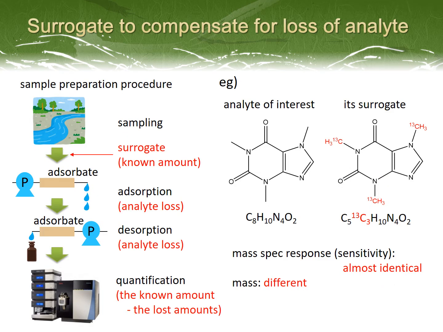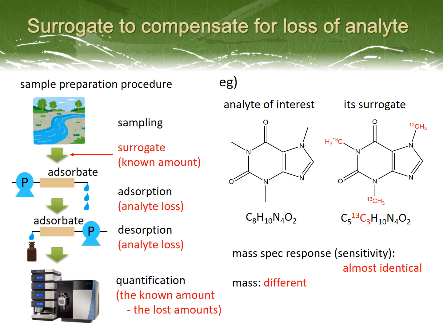During sample preparation, like adsorption and desorption processes, some analyte molecules may be lost in some cases. Mass spec can compensate for the losses by using stable isotope-labeled chemicals, so-called surrogates. For instance, the chemical structure of caffeine was drawn on the right side. Left is native caffeine, and right is carbon-13 labeled surrogate.